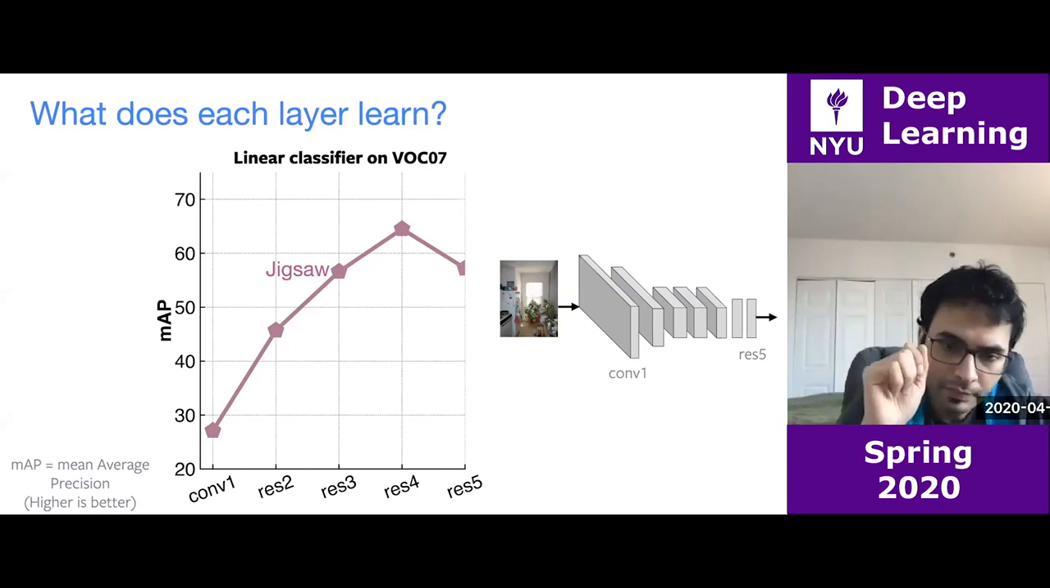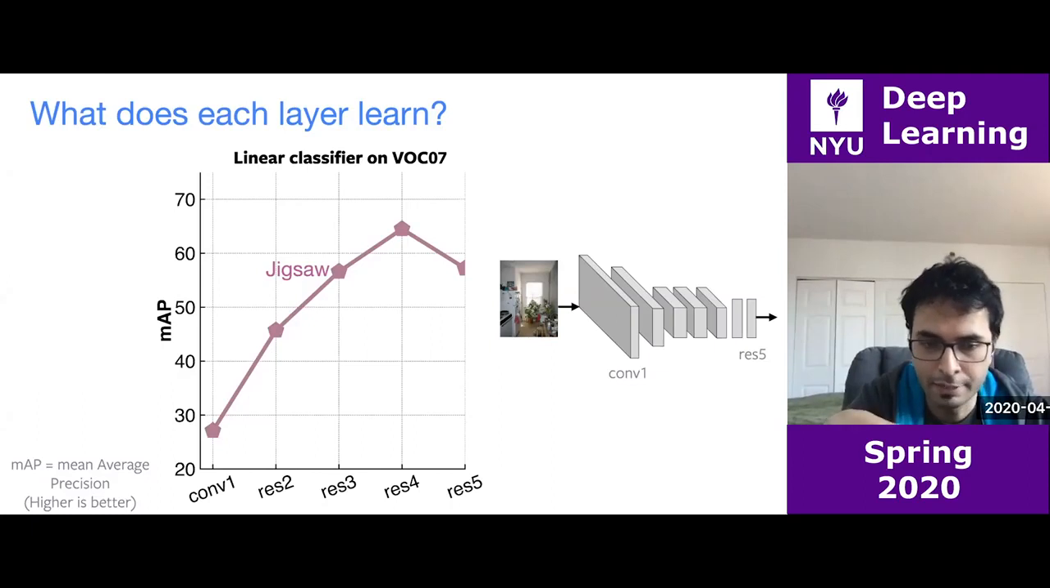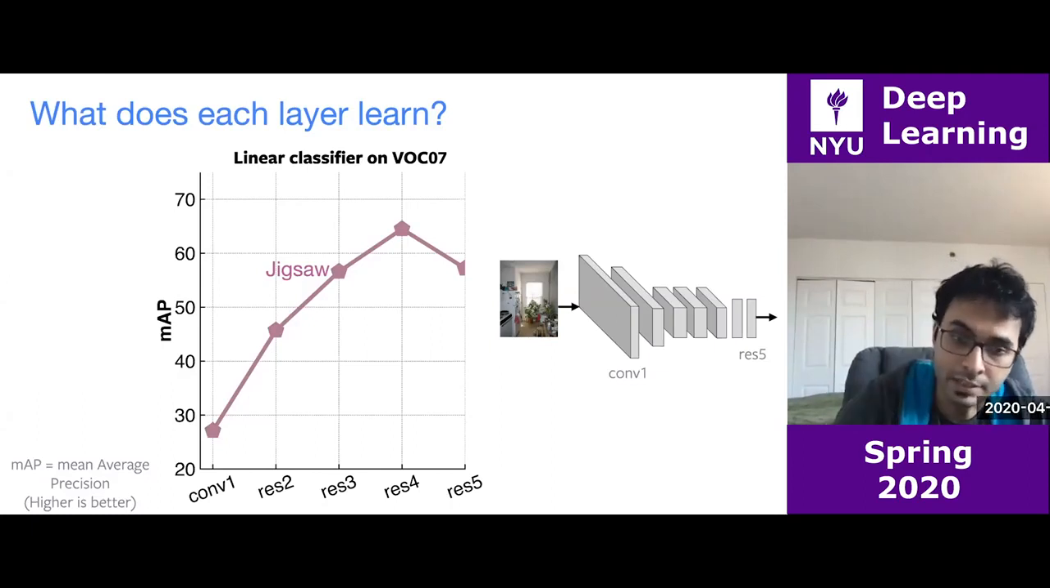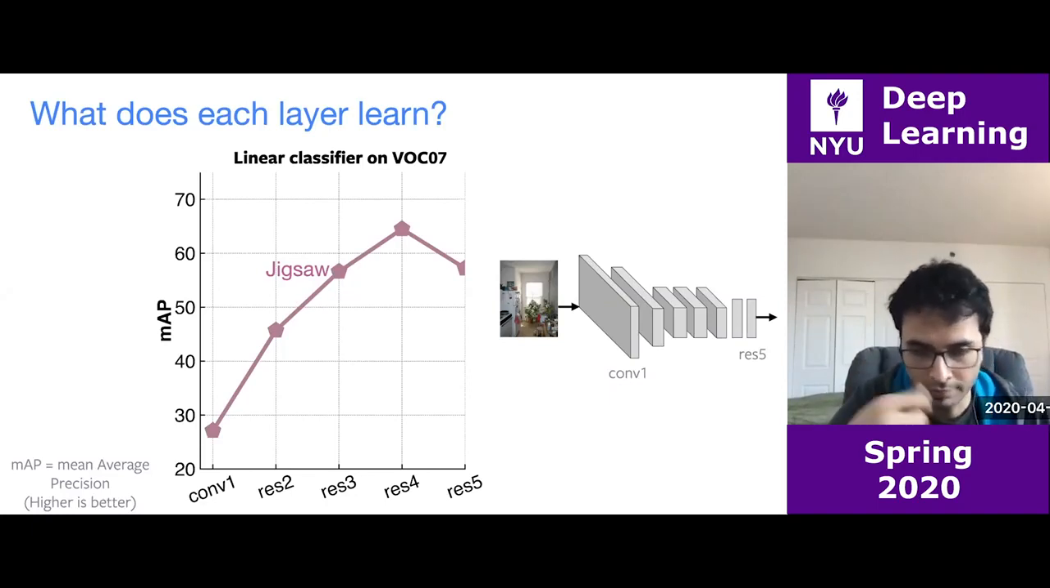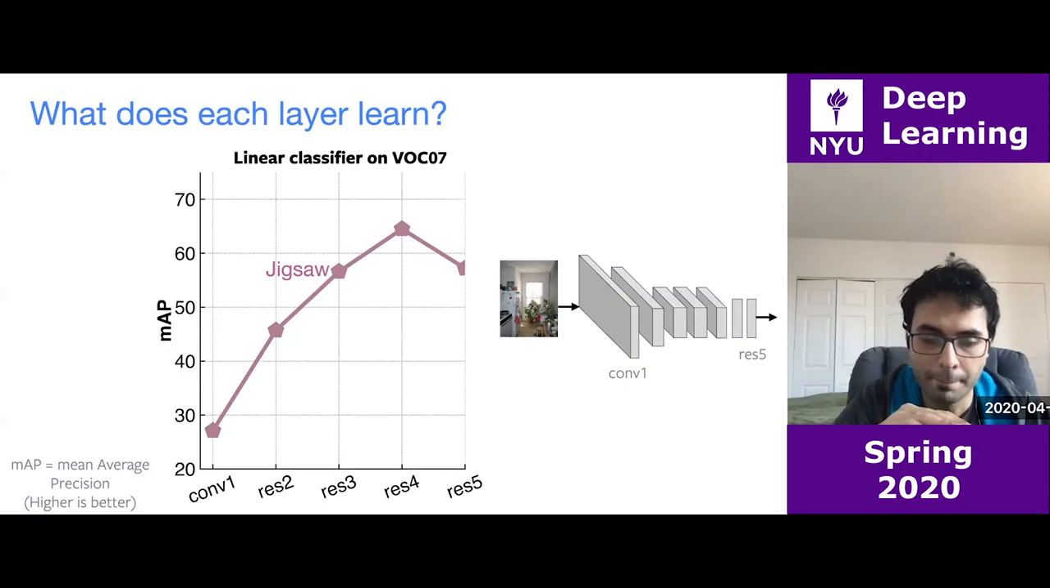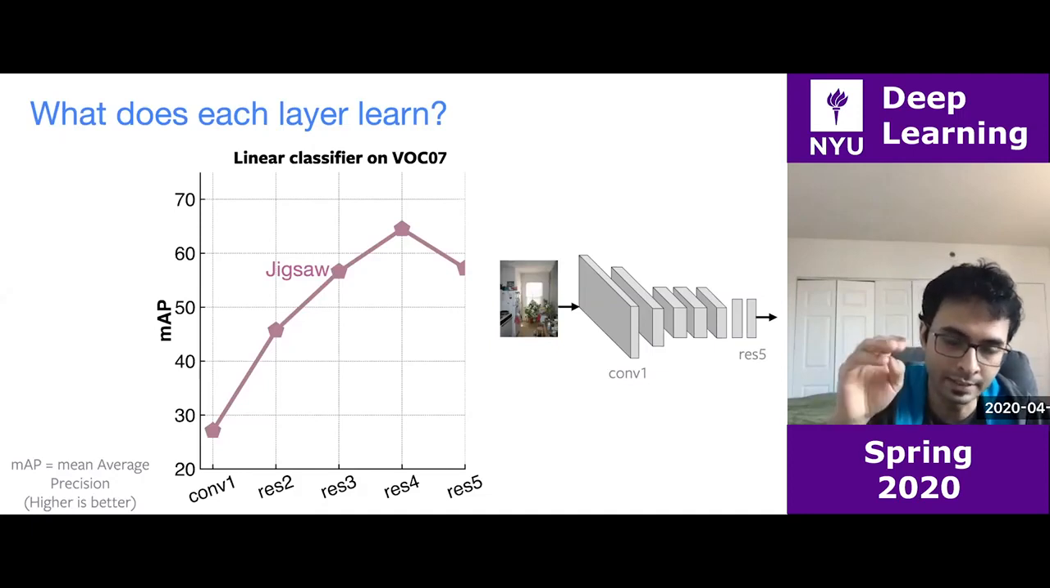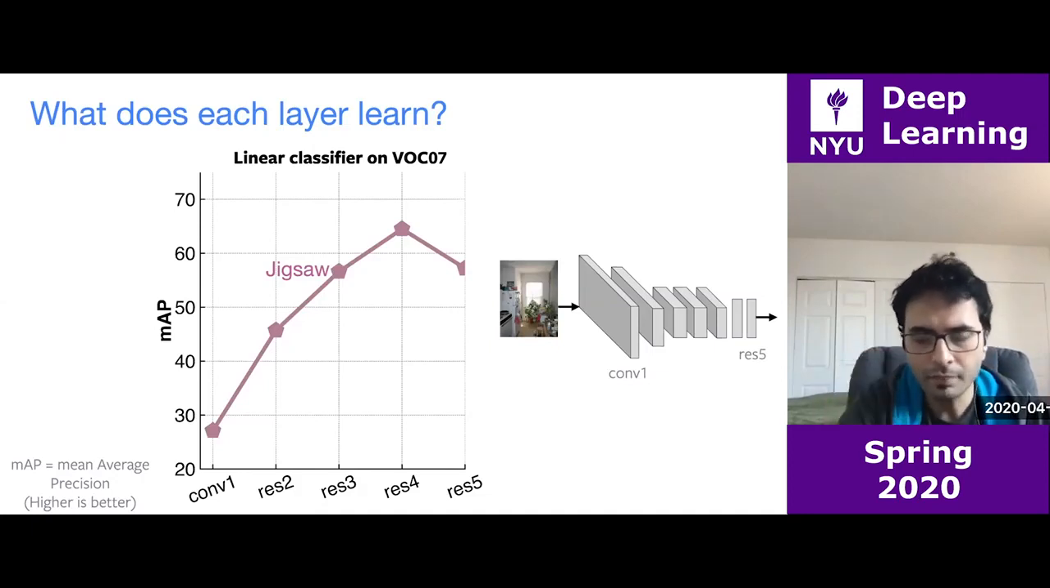In this case, the x-axis represents where the feature is coming from, conv 1 or res 5. And on the y-axis, we are looking at the mean average precision of image classification on VOC. And funnily enough, what you see is that the representation quality improves when you go from conv 1 to res 4. It steadily increases in mean average precision. But towards the end, there's a sharp drop.